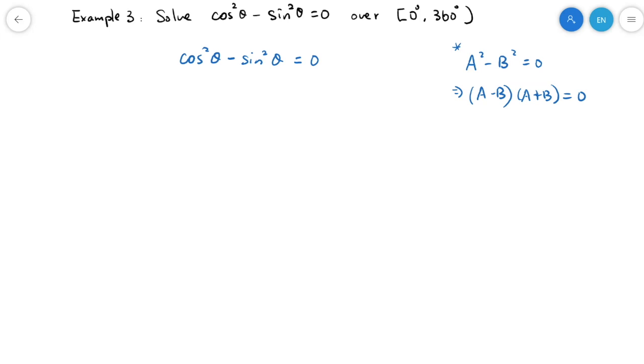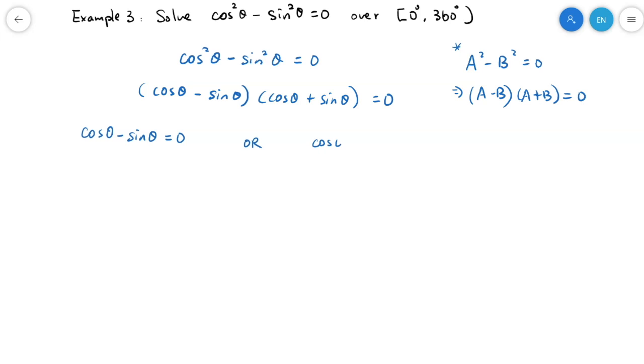So that means I can factor cosine squared theta minus sine squared theta into cosine theta minus sine theta times cosine theta plus sine theta equal to 0. Using the zero factor property, I will have cosine of theta minus sine of theta equal to 0, or cosine of theta plus sine of theta equal to 0. The first one tells me cosine of theta equals sine of theta. The second one tells me cosine of theta is equal to negative sine of theta.